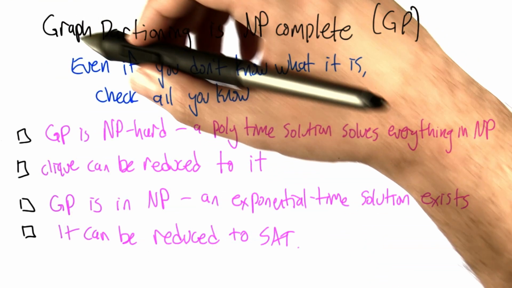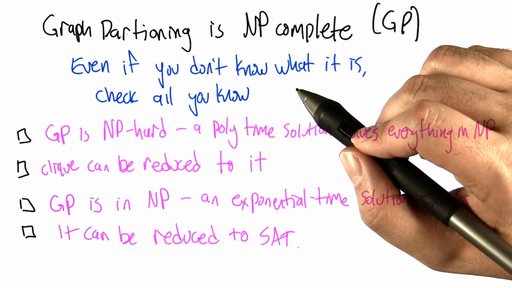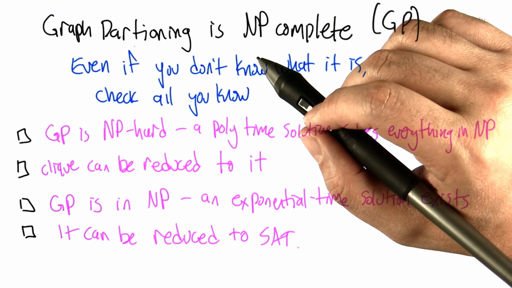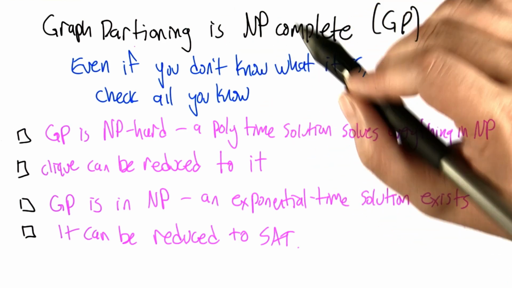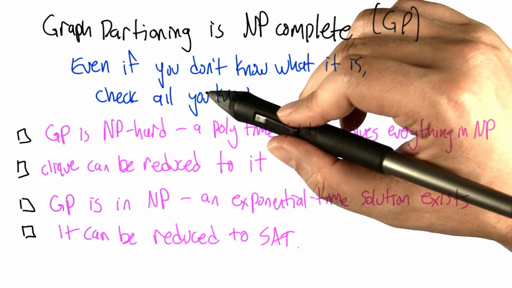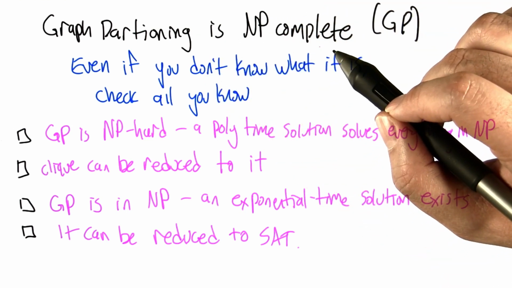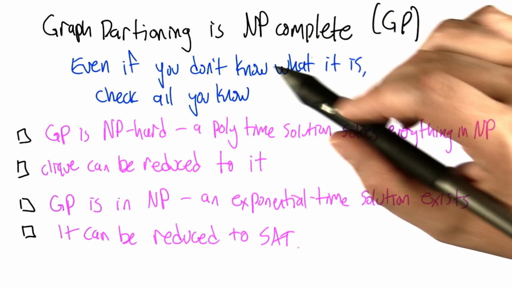So let's imagine that there's some problem called graph partitioning, which is a real problem, and it is related to social networks. But I'm not going to tell you what it is. But I will tell you that it's NP-complete. Now, even though you don't know what it is, there are some things that you do know by virtue of the fact that it's NP-complete. Assuming you believe me, you'd know the following things.